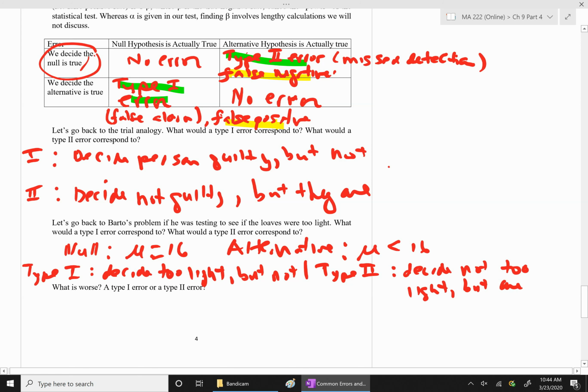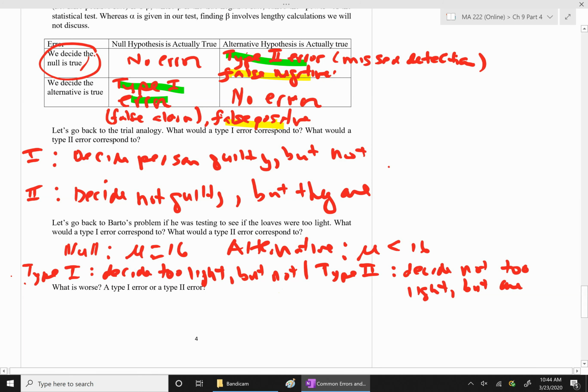Now, which is worse? It depends. It depends upon the cost of making these errors. Notice that when Bardo decides they're too light but they're not, he's losing money because what does he have to do? The consequences of making this decision is that he has to stop the assembly line and recalibrate it. And so he's losing productivity, right?